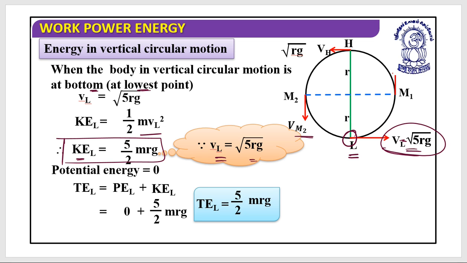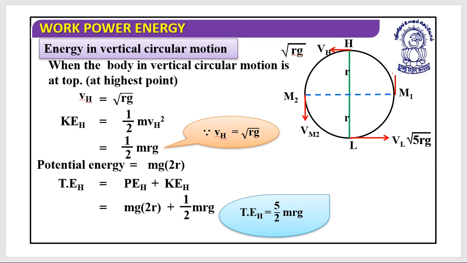At this position, because I have considered this as a reference, I took h equal to 0. So the potential energy would be 0. So kinetic energy would be phi by 2 mrg, and thus the total energy, the addition of potential energy plus kinetic energy, would be phi by 2 mrg. This is the total energy at the lowest position. Yes. Now let's just calculate. The body reaches here, the highest position, we call it VH.